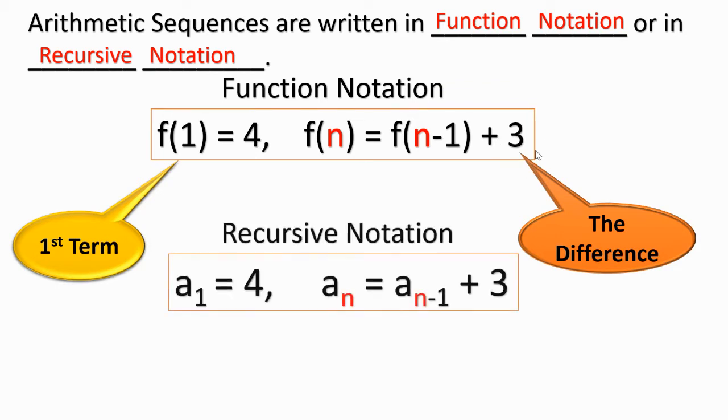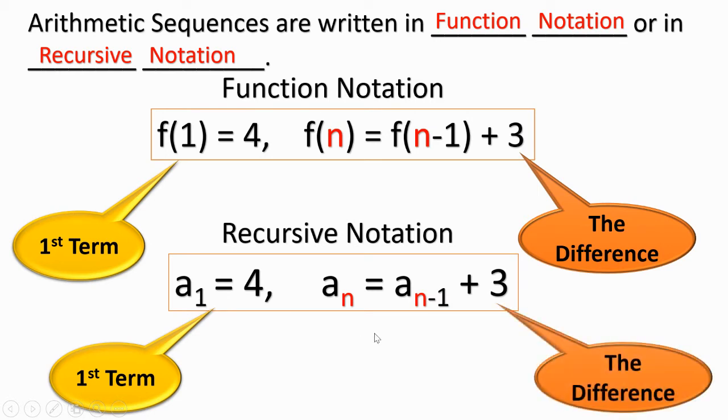All right? So now this is recursive definition. This is the other way they can show you. Once again, they're telling you the first term is 4. And then they're telling you the common difference is 3. These are the same things, just 2 different ways of writing it. They can ask you both. Remember, you're looking for 2 things, the first term and the difference.